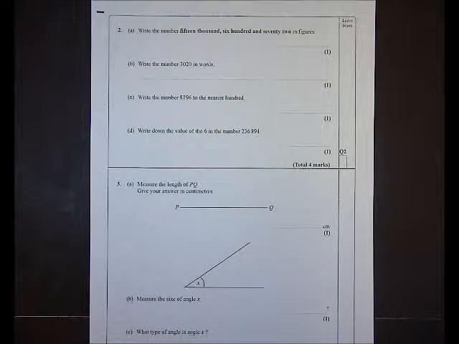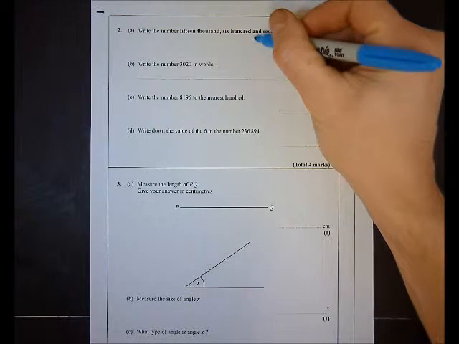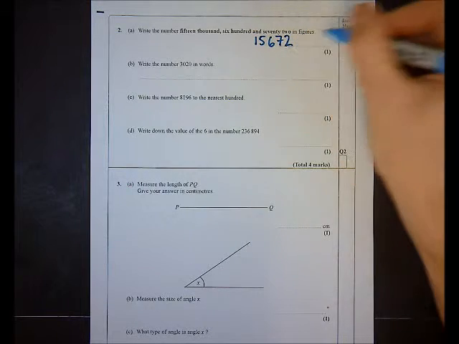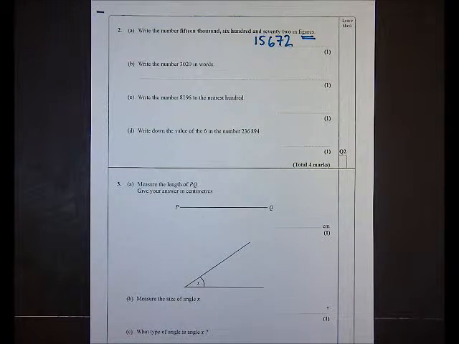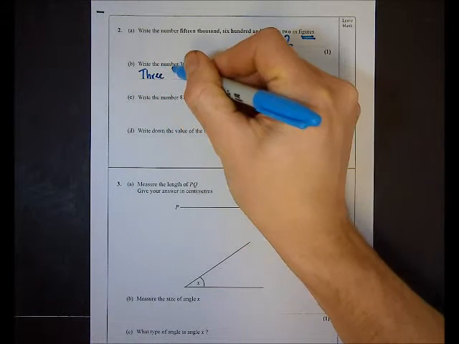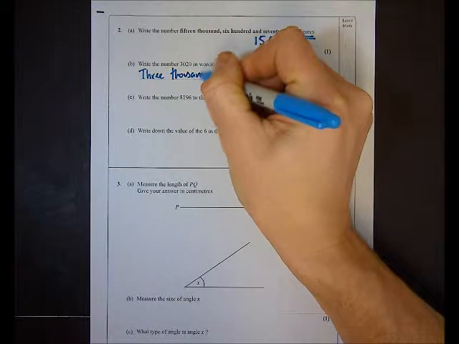In question number 2, part A, I'm told to write the number 15,672 in figures. So that is 15,672, and I'm asked to do it in figures. Part B, I'm asked to write the number 3020 in words. So that would be 3020.